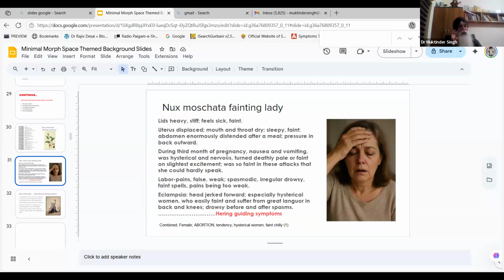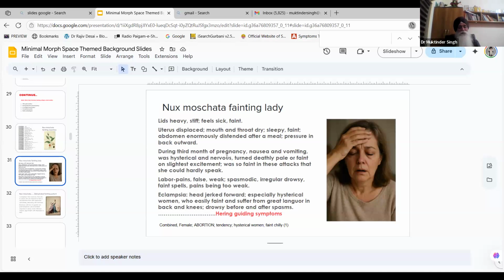See the reliability of the source. Hering's Guiding Symptoms is one of the greatest. It is the mother of Allen's Keynotes, mother of Clarke's Dictionary, mother of many remedies. So if it is fainting, these are the proving symptoms. Eclampsia, head jerked. So these are headaches. I'm not going into the detail as time is alarming.